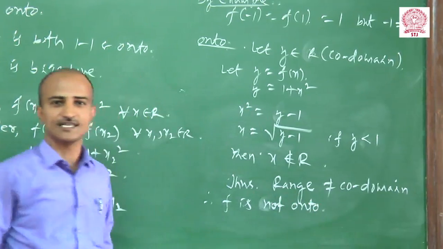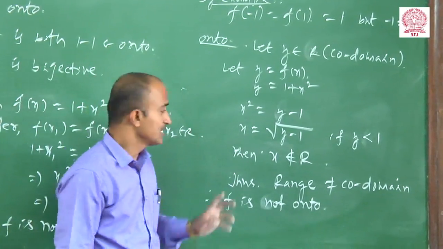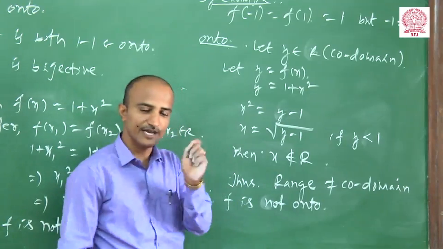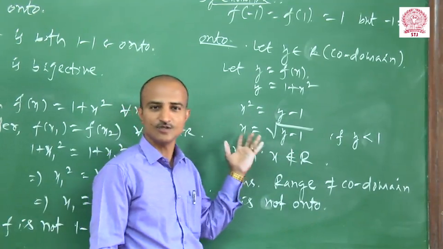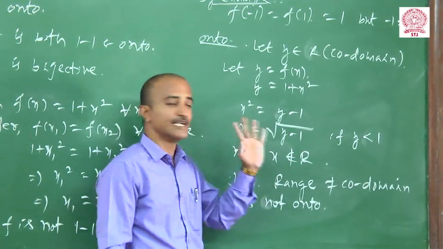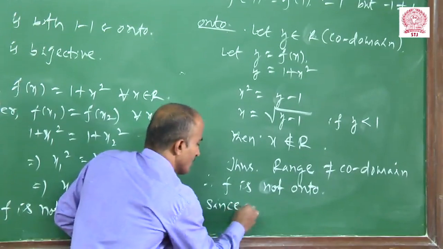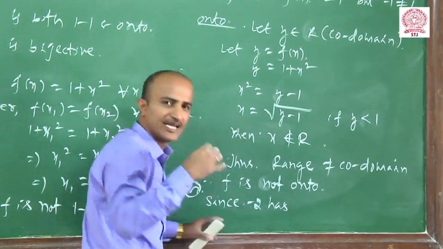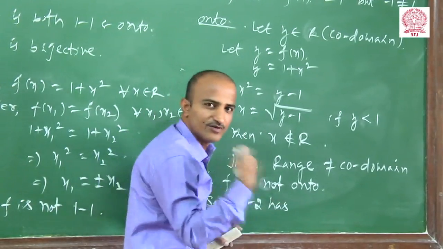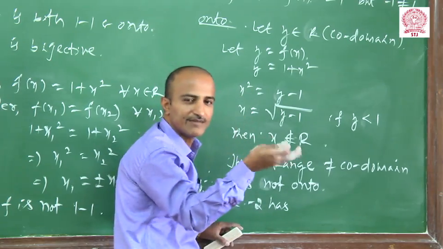To take some counter example, take minus 2. Y equals minus 2. If y is minus 2, whose preimage does not exist in domain, therefore it is not onto. Since minus 2 has no pre-image, like that you take any negative element, for that we do not find any pre-images. Here I am taking only one element, like minus 2.